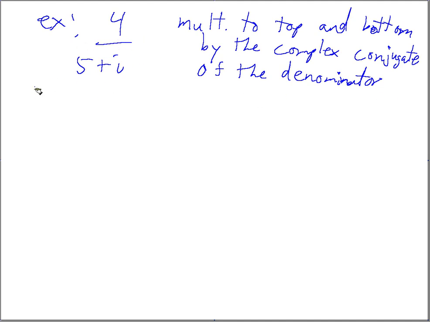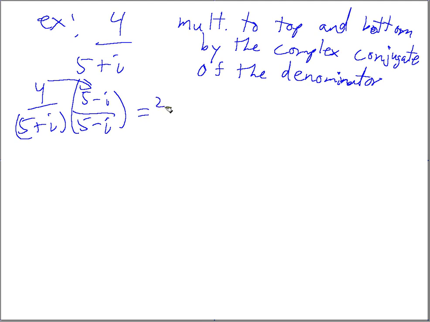So I'm simplifying 4 divided by 5 plus I. Just multiply top and bottom by what then? Well, what's the complex conjugate of this denominator? Well, 5 minus I. Just change that sign. Same thing to top and bottom though. Got to multiply the same thing to top and bottom. So let's distribute the 4. 4 times 5 is going to be 20, and 4 times -I is going to be -4I.